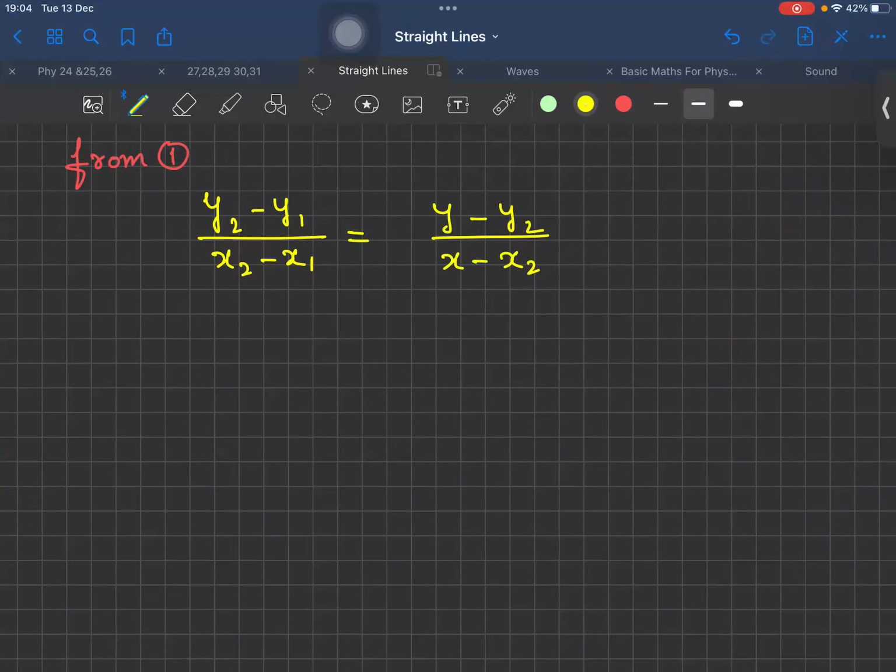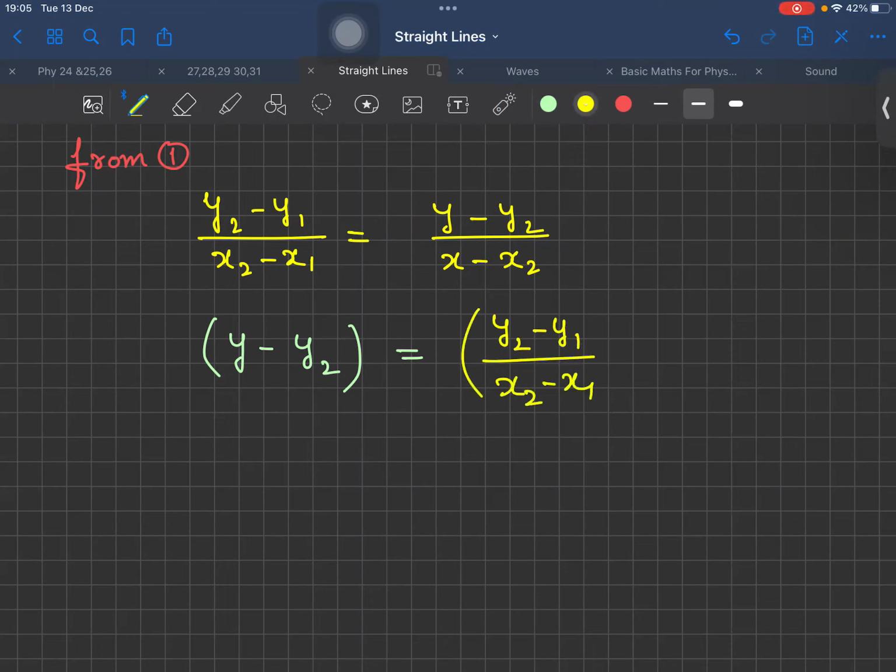So we need to find it in terms of x and y. So y minus y2 should be equal to the slope, y2 minus y1 upon x2 minus x1, into x minus x2. See, this is the equation of a line if 2 points are given.